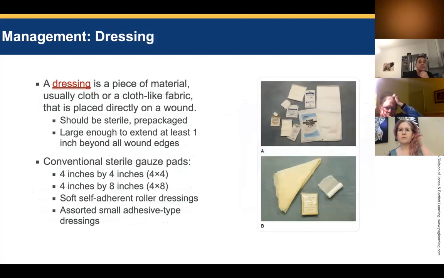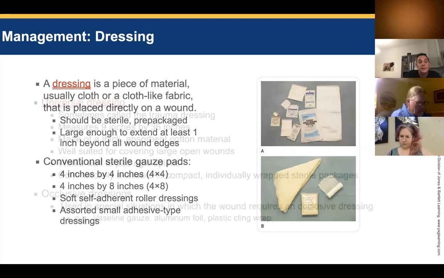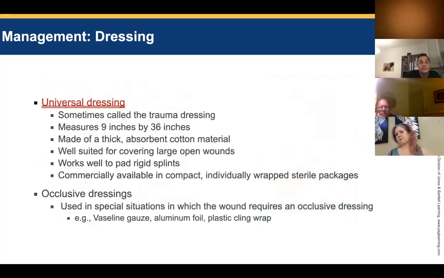All right, dressings, moving on. A dressing is a piece of material, usually cloth or cloth-like fabric, that is placed directly on the wound. It should be sterile, prepackaged, large enough to extend at least 1 inch beyond all wound edges. Sterile dressing, gauze, pads, we carry all this stuff. Make yourself aware of what we have, what you put on there. Again, we want to be careful about introducing any kind of foreign objects into it. Universal dressings.